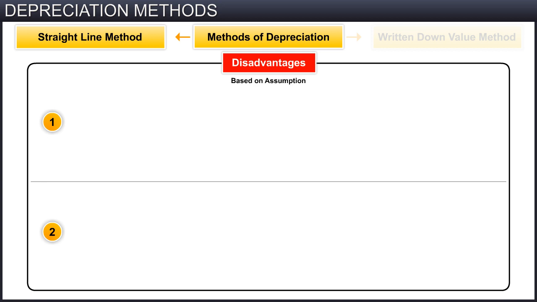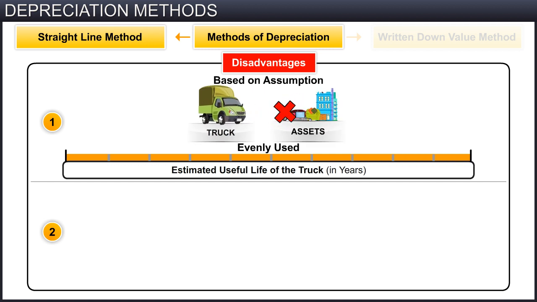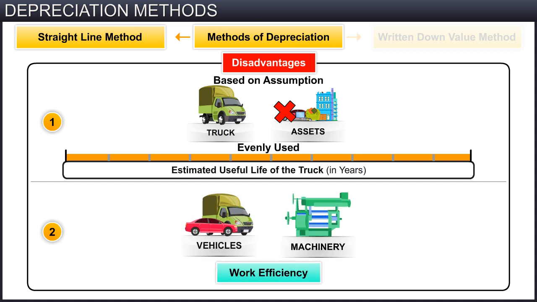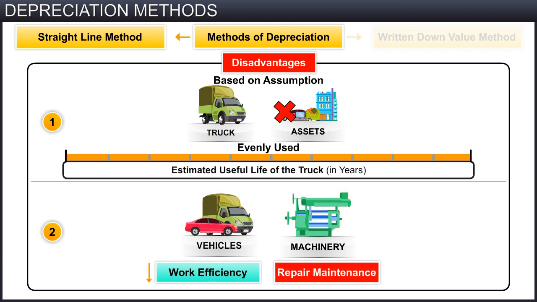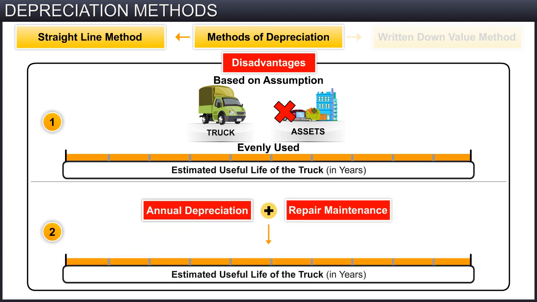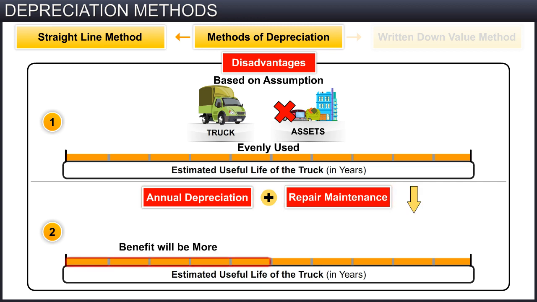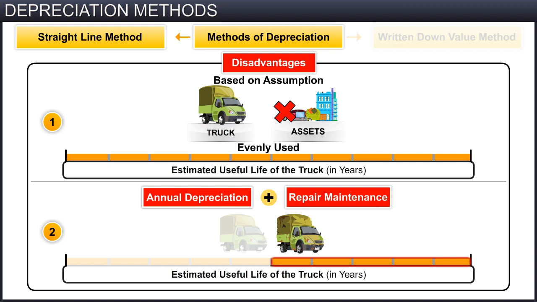They are: it is based on the assumption that the asset is evenly used throughout its life, which is not always the case with most assets. In the case of assets such as vehicles, machinery, and so forth, the work efficiency of these assets reduces, while repair and maintenance expenses increase over time. So, the amount charged as depreciation and repairs taken together will not be uniform in this method. In fact, the amount of depreciation and repairs together will be less in the initial years, so the benefit from the asset will be more when the asset is new. On the contrary, when the asset becomes older, the amount of depreciation and repairs keeps on increasing, while the benefit from the asset steadily reduces.